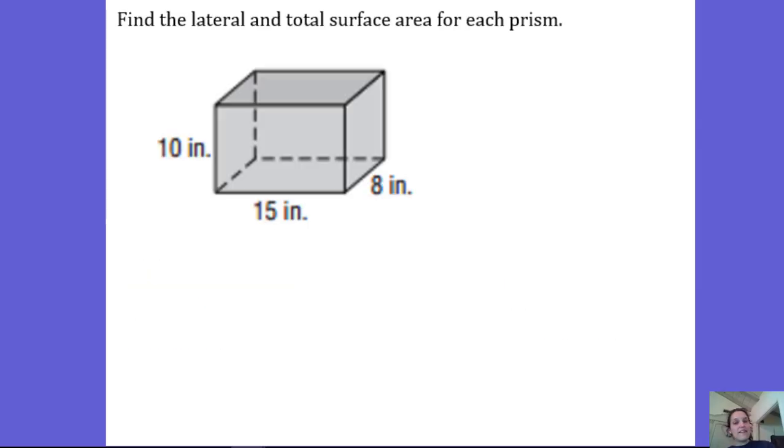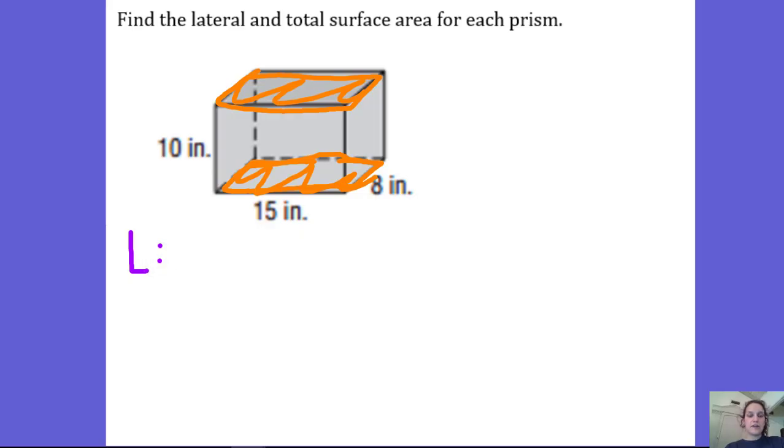In this example, find the lateral and total surface area for this prism. Well, this is a rectangular prism, and we talked about how it's hard to tell which one's the base in a rectangular prism since all of the faces are rectangles. So let's go ahead and just say, okay, this bottom rectangle is my base. These are my two bases. Okay, so my lateral surface area is the perimeter of the base, which is going to be 15 plus 8 plus 15 plus 8.